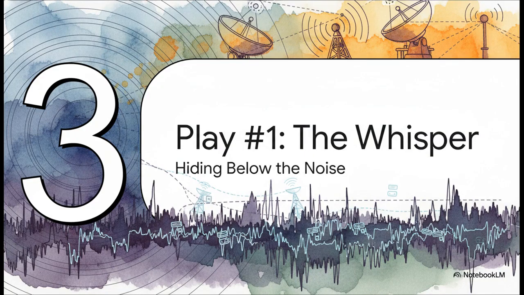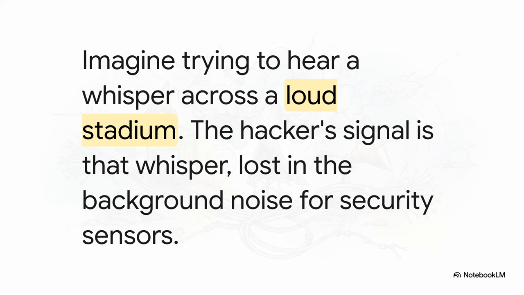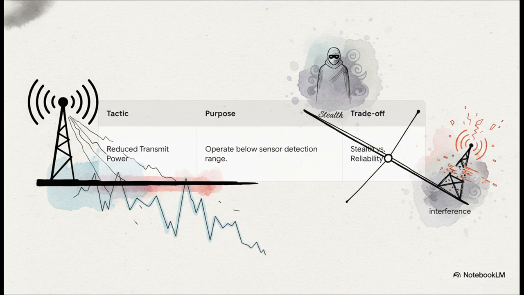So, let's check out the first play from this book. It's called The Whisper. And this one is all about making your signal so quiet that it just disappears into the background chatter of the radio environment. This analogy is just a perfect way to picture it. Think about being in a huge, noisy stadium. If someone on the complete other side of the field whispers something, there's no way you're going to hear it, right? The hacker's signal is that whisper. It's just powerful enough to reach its intended target, but for everyone else, including those security sensors, it gets totally lost in the noise. The tactic here is called reduced transmit power.